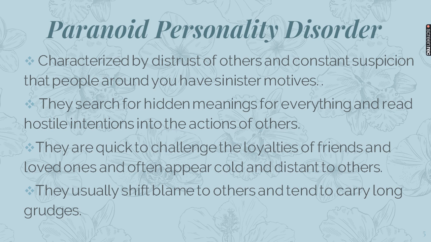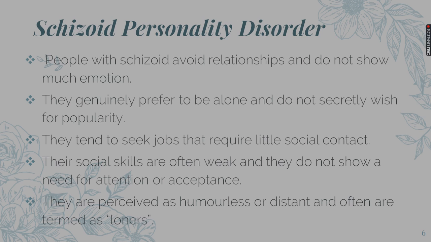Okay? So they are quick to challenge the loyalties of friends and loved ones and often appear cold and distant to others. All right. So they think that other people will fool them. Okay? Even if these people are their friends or their loved ones. So they're always suspicious. Okay? They usually shift blame to others and tend to carry long grudges. It's really hard for them to forgive, especially if other people hurt them. Okay? Especially if they are hurt emotionally or psychologically. So these are the people with paranoid personality disorder.